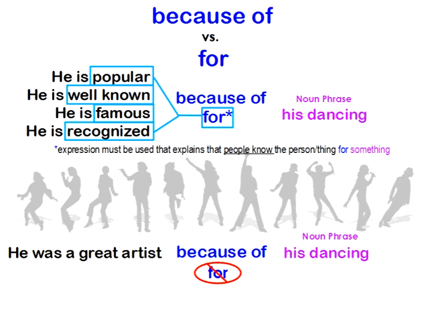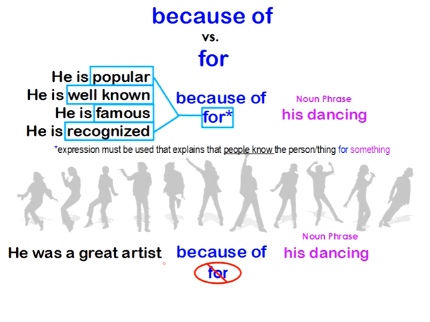So in an expression like he is popular, I'm expressing that people know him. Or he is well known, obviously people know him. Or he's famous, people know him. Or he's recognized, again, people know him. And then I can use for to describe why. Also I can use because of, right? But if we look at the bottom one, if I say he was a great artist, I'm not necessarily saying that people know him. I'm just expressing my opinion.